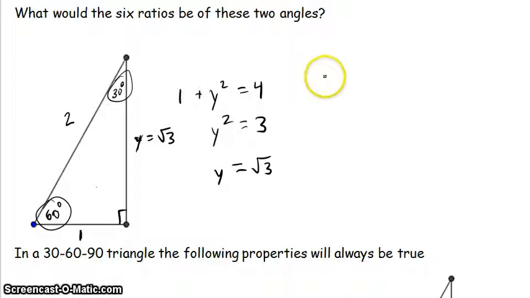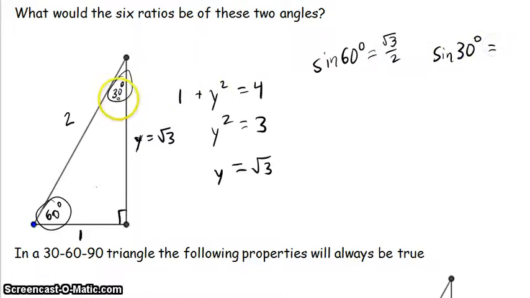Okay, so sine of 60 degrees, sine of 30. The sine of 60 degrees is opposite over hypotenuse, so the square root of 3 over 2. The sine of 30 is the opposite over the hypotenuse, which is 1/2. So now I have two more exact ratios using sine.